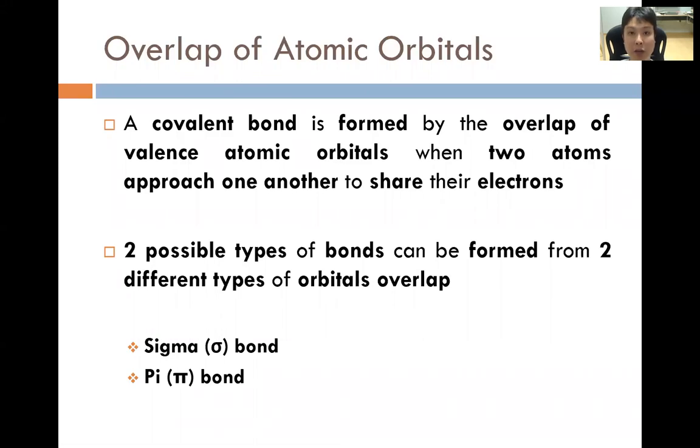A pictorial view of this will be shown in the next slide. So I hope that is clear. In order for the orbitals to overlap, there are actually two ways that they can overlap. It's either head-on overlap or side-on overlap. And this will result in the formation of either the sigma bond or the pi bond.